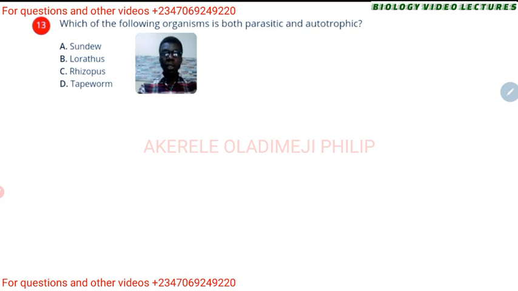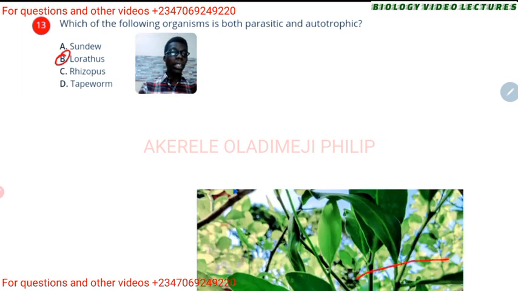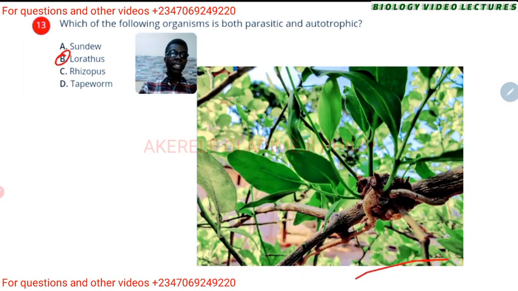So the answer we are left with is Loranthus. It's a type of plant that looks like this. So this is the plant. It can actually photosynthesize and also grow on another plant and suck the nutrient of that plant. So that's why it is parasitic as well as being autotrophic in nature. All right.